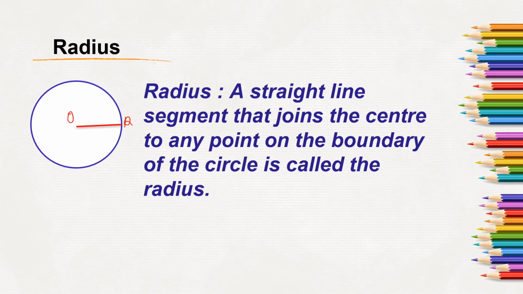From the center to any point on the circle is radius. This is also one radius. OP is also a radius. So from the center to any point on the boundary of a circle is called the radius.